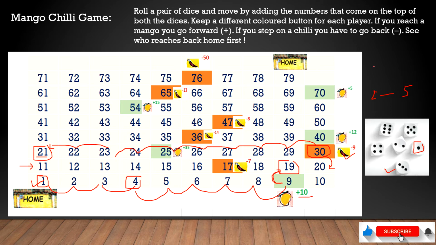So this game you can try and play with your friends and see who wins. And you have to start from here. You have to reach 79, and whoever reaches 79 first will win the game.